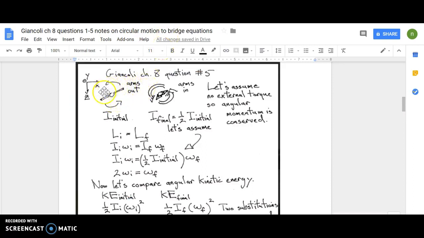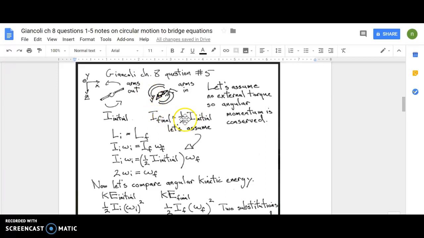So here's my diagram. It's a classic demonstration. We're going to spin with our arms out. The y-axis is coming out at us, so we would say we have an angular momentum about the y-axis, and we pull our arms in. What that does is it changes the moment of inertia.